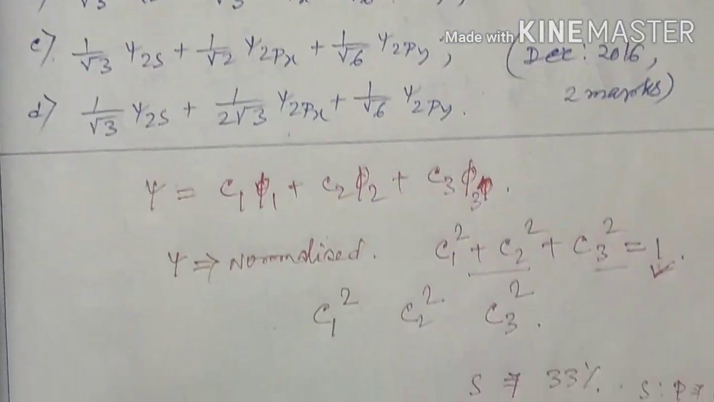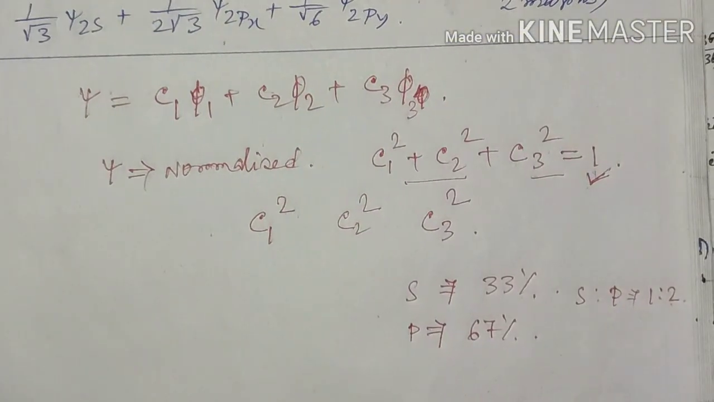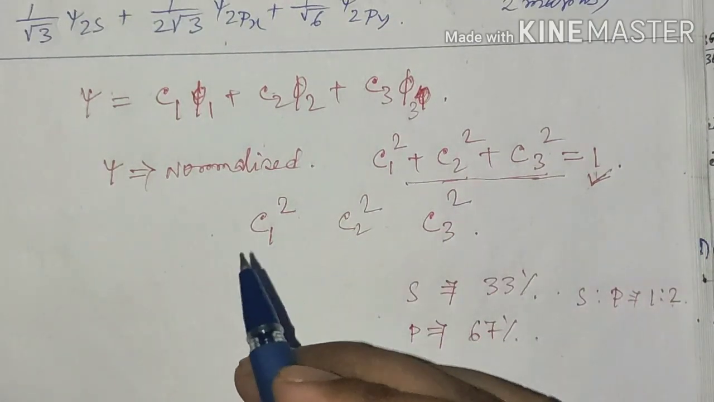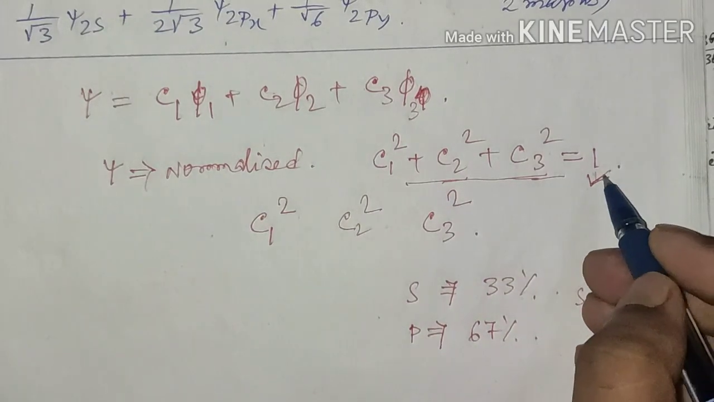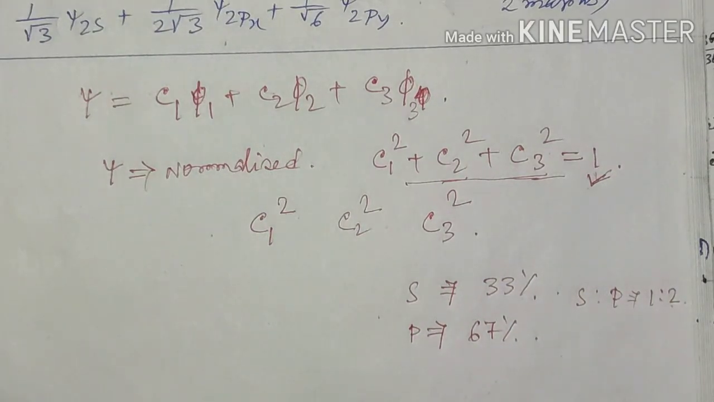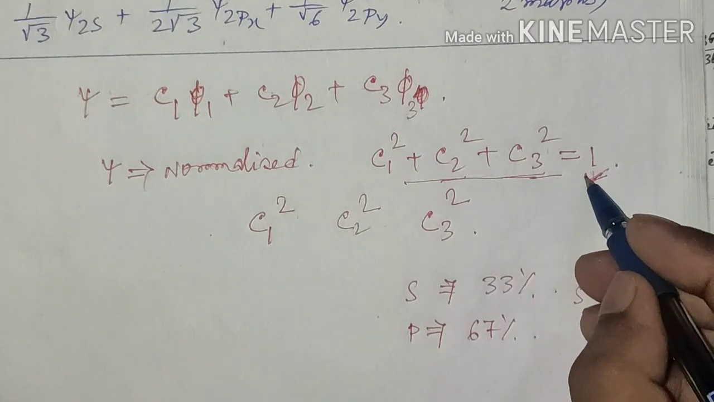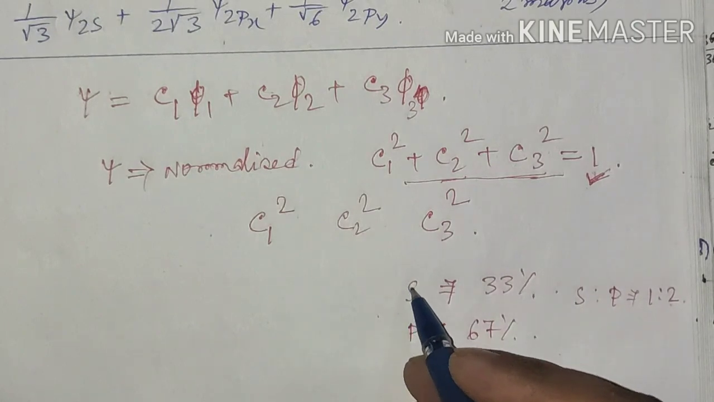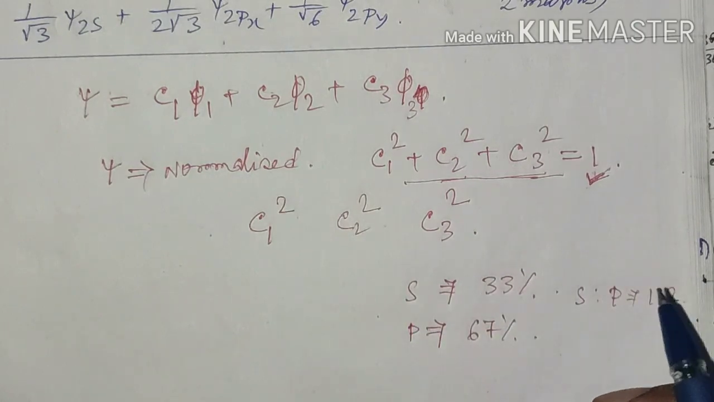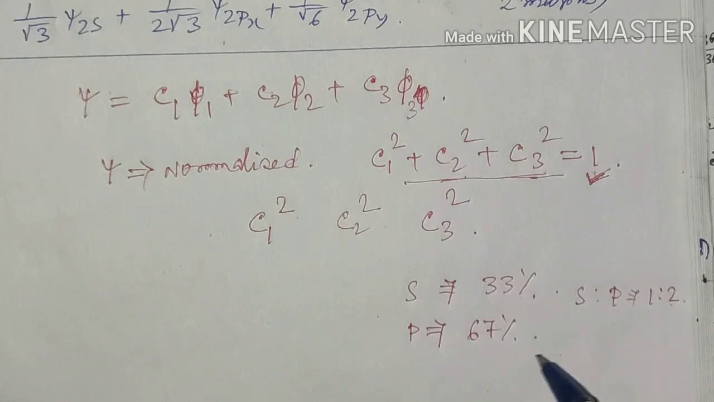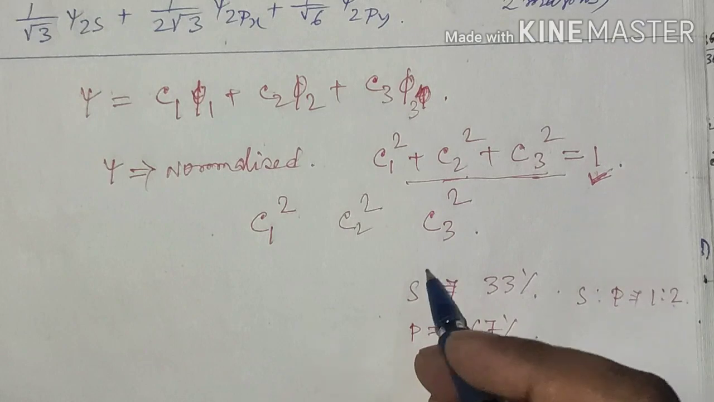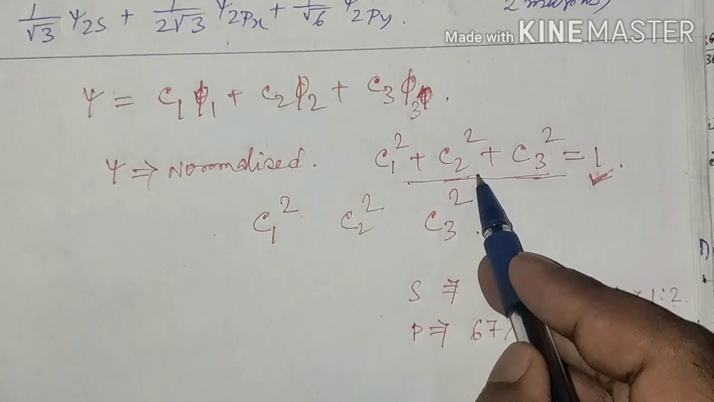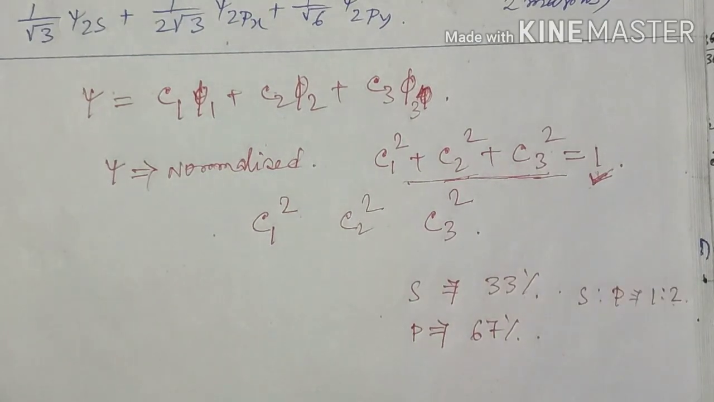Now you can go through two different pathways. First, you check the condition that the summation of the contribution of each atomic orbital is equal to 1 or not, and if the wave function satisfies this condition, then you check the second option, that is the contribution of each atomic orbital to the given wave function. Or you can go in the reverse way: first you check the contribution of S and P character, then you check the normalization condition.